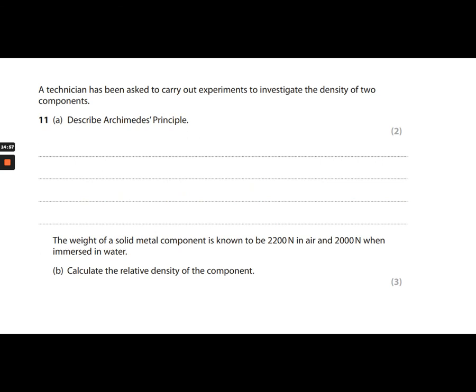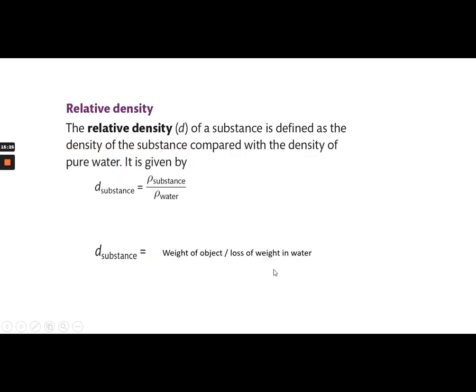Okay, now Archimedes' principle is this thing about upthrust. Essentially, all you are saying is that upthrust thing that I put on before. So your upthrust, which is the apparent loss of weight of a body placed in a fluid, is equal to the weight of the liquid displaced. That's all it is. And then here, the weight of the solid metal component is known to be 2,200 newtons in air and 2,000 newtons when immersed in water. Calculate the relative density of the component.